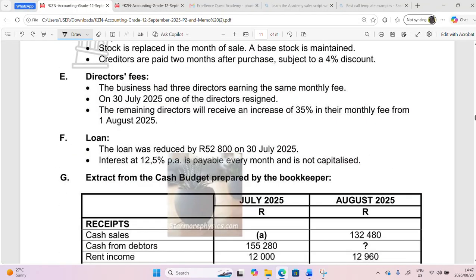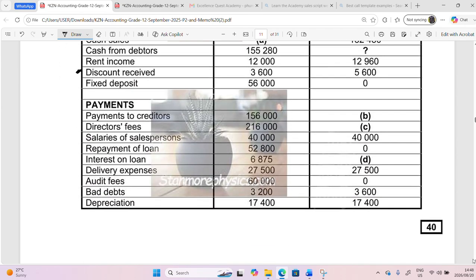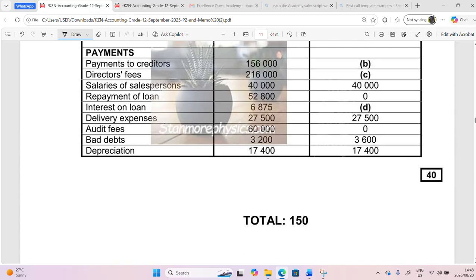Let us check F. The loan was reduced by 52,800 on 30 July. 30 July, guys, it is the same thing as July. The next month is August, 1st August. So which means 1st August there was a repayment or loan was reduced. Interest at 12.5% per annum is payable every month and is not capitalized. So on our side, guys, we need to ask ourselves, how did we get that amount of 6,875? The interest on which month?